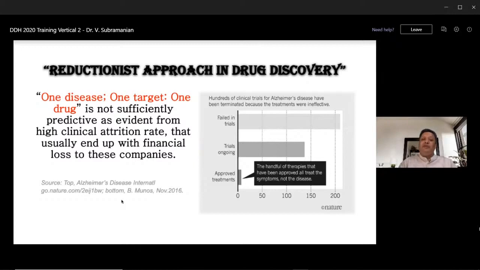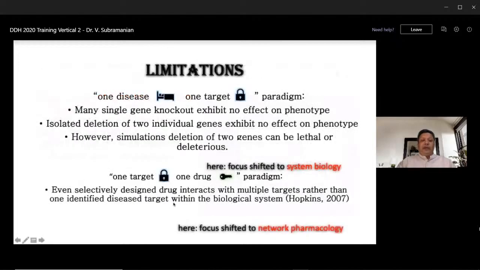That usually ends up with financial loss to these companies. You see, this is the failed drug trials, and this is the trials that are ongoing. It's 2016 data. It's not very old data. These are the only few approved treatments for symptomatic relief of Alzheimer's disease. So you see, if this number is failing, definitely it is going to give a loss to the company. So this reductionist approach is not very good that way.